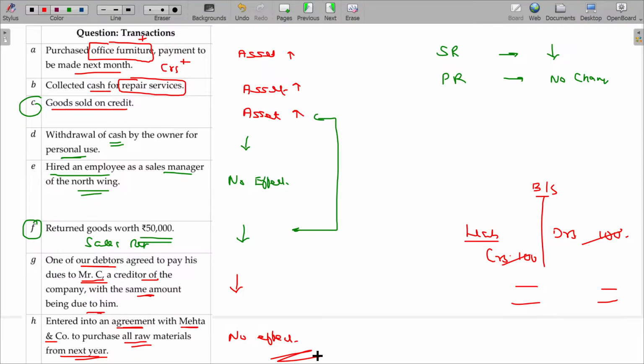Hope now you'll be able to understand. Usually you'll get confused where goods are sold on credit, so you have to be doubly cautious. What could be the impact on the assets? Once you are able to do this, you can score good marks here. Just understand the concepts, and it will be clear now. Clear?